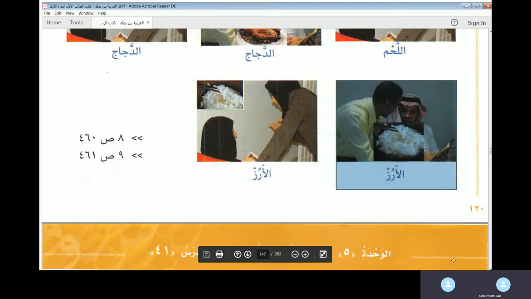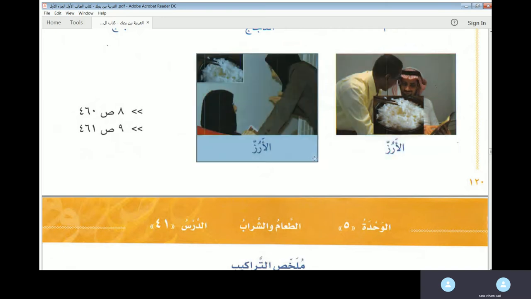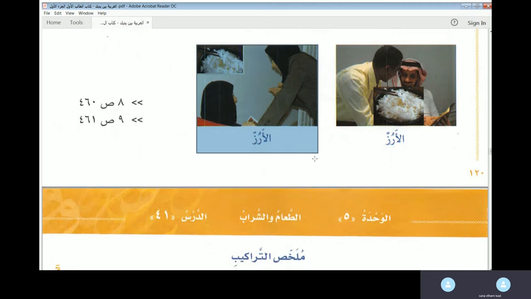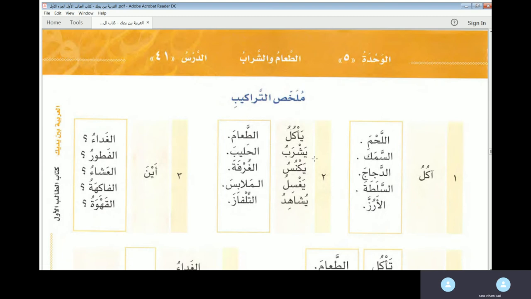Madha tatlubina minat-ta'am? Wrong, this is the male. Sorry. Madha tatlubu minat-ta'am? What do you want from the food? Ba'dal-aruzzi min fadlik. Some rice, please. Madha tatlubina minat-ta'am? Ba'dal-aruzzi min fadliki. Some rice, please.